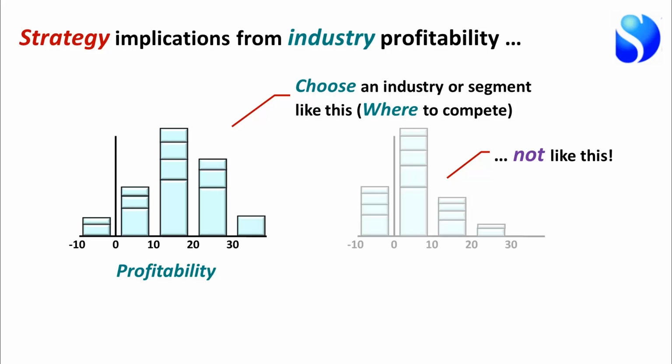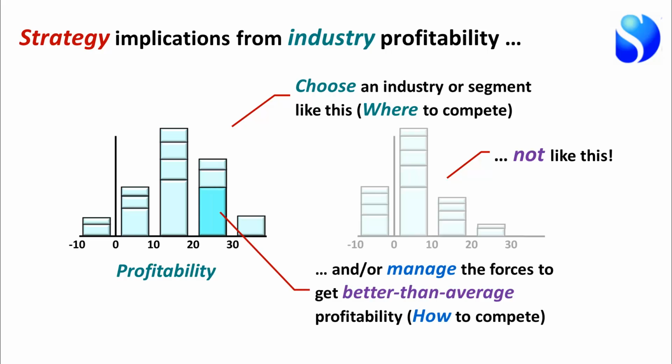If you can't do that, or even if you can, see if there are ways for you to manage those forces to get better than average profitability. That's a start on the how-to-compete question. So that's just one example of answering the question of where to compete.